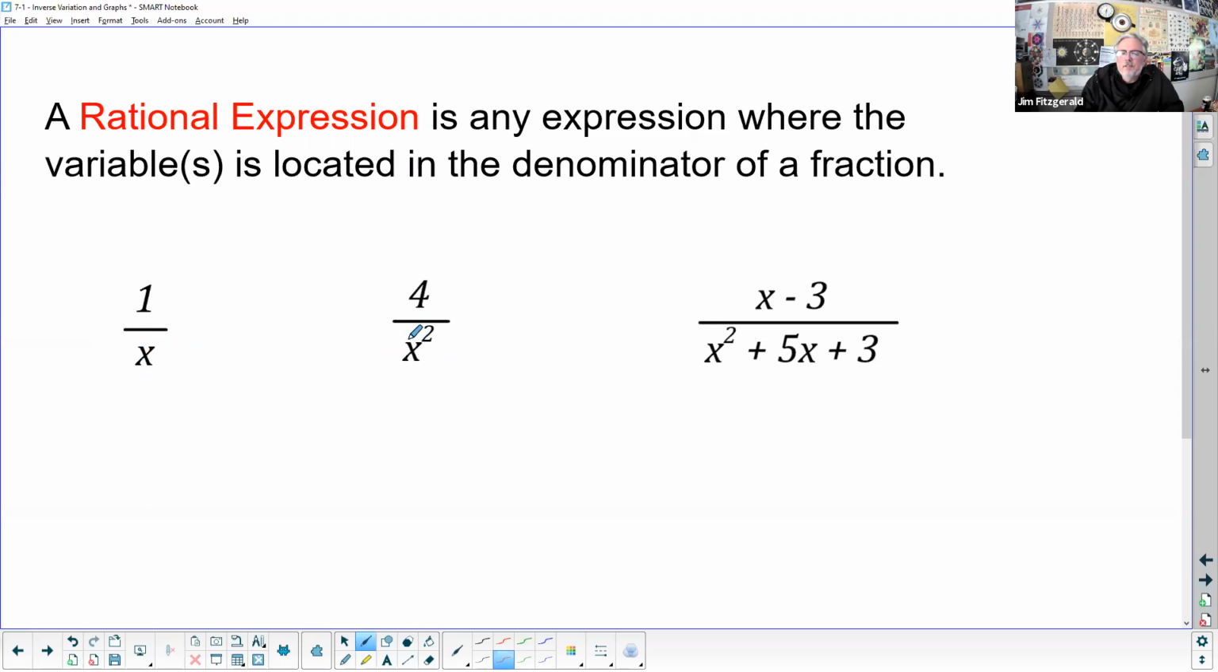But the rational part means that the variable is down in the denominator. And it doesn't matter if it's an x squared or an x. Here I've got an x in the numerator, but I've also got an x in the denominator. So these are all rational expressions. I've got that variable down in the denominator, so it's a rational expression.